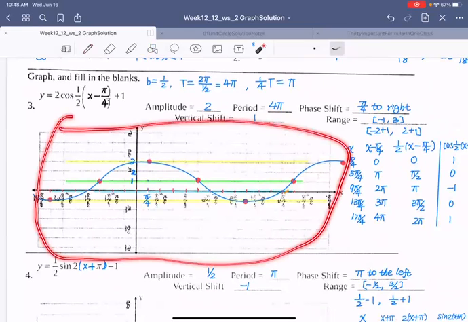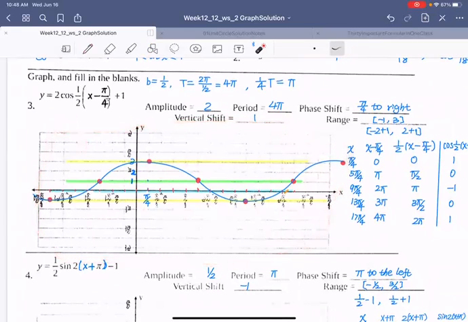Is there any questions for drawing this graph? Julia, do you have any question for drawing this graph? No. Okay.